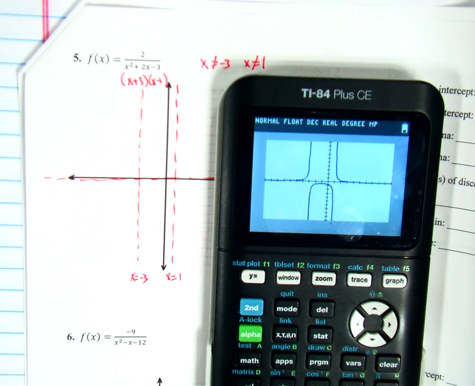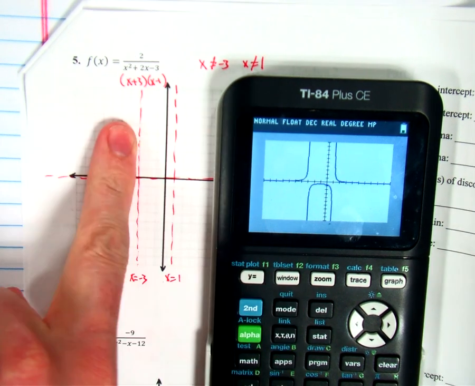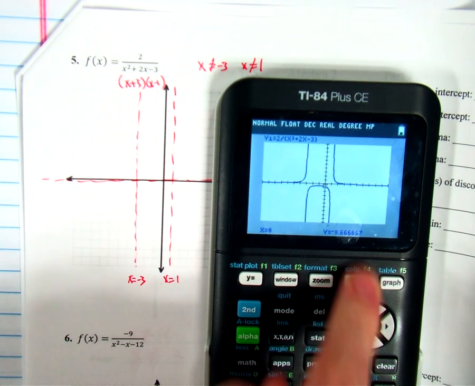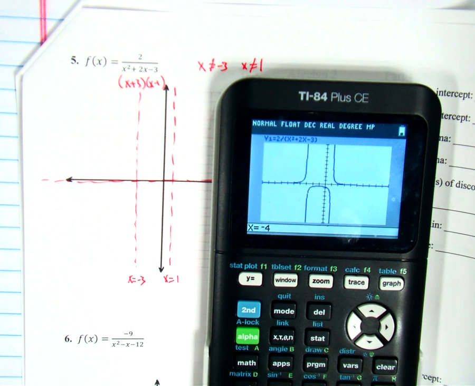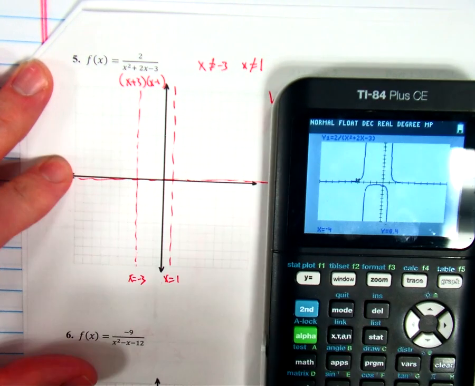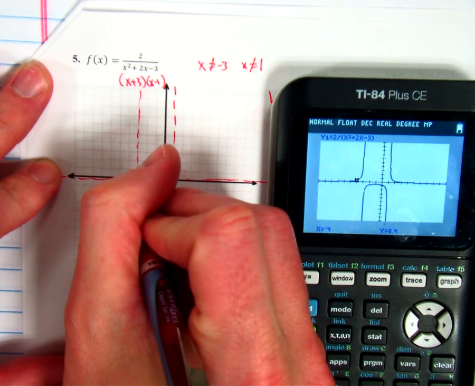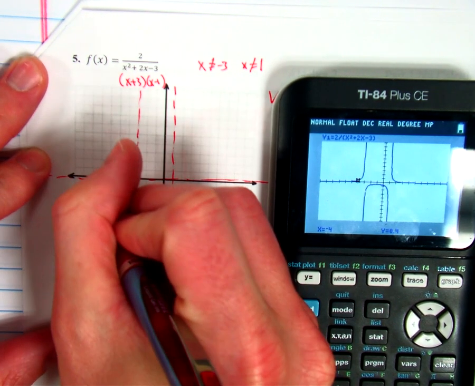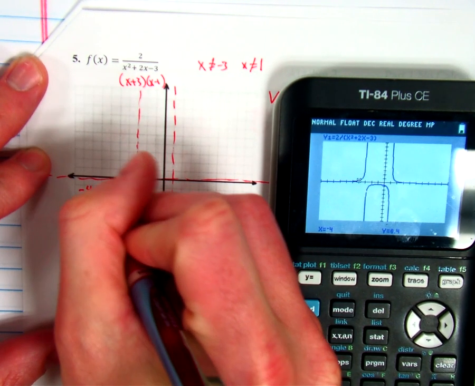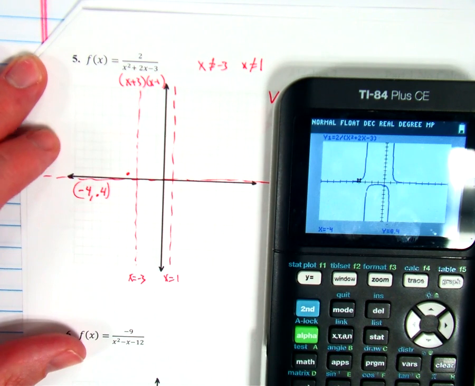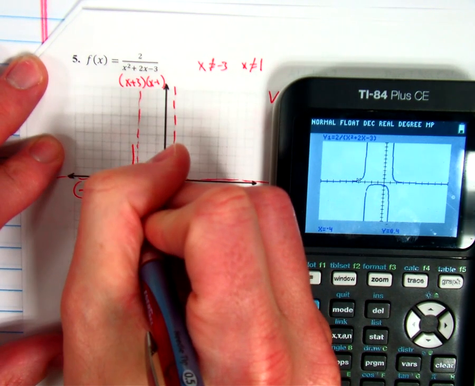Now this graph, we do need to have a dot, one dot on every part. At least one. If you want to go more than one, feel free. Okay? So our vertical asymptote there was at -3. Let's go -4. Trace, -4, enter, and we get -4, 0.4. Not a perfect point, so we're going to label it. Okay, and then we'll sketch our curve there. Very sharp turn.